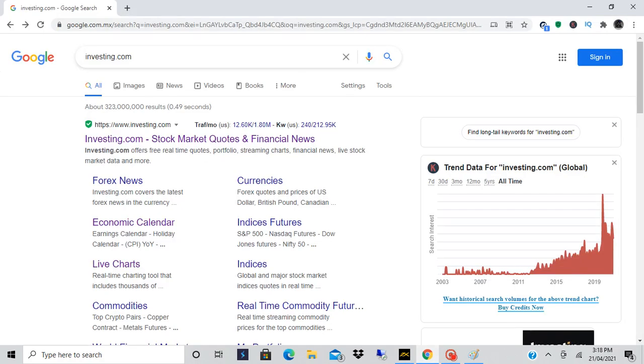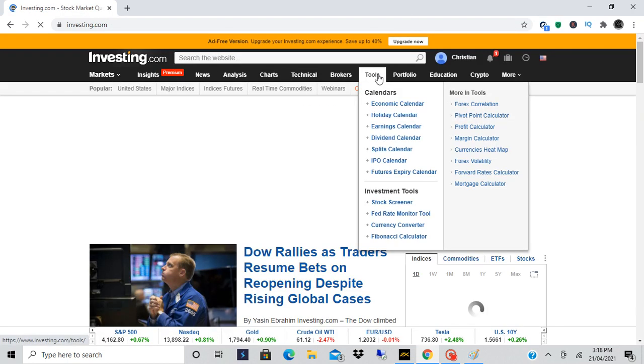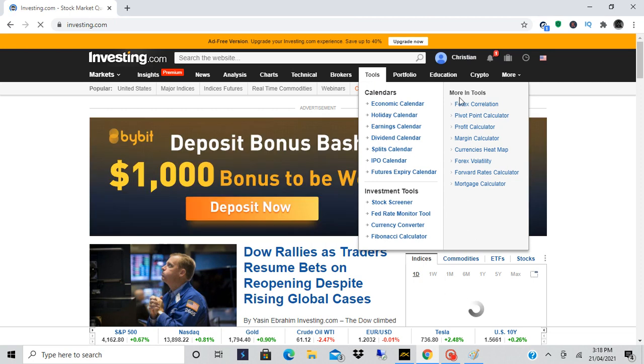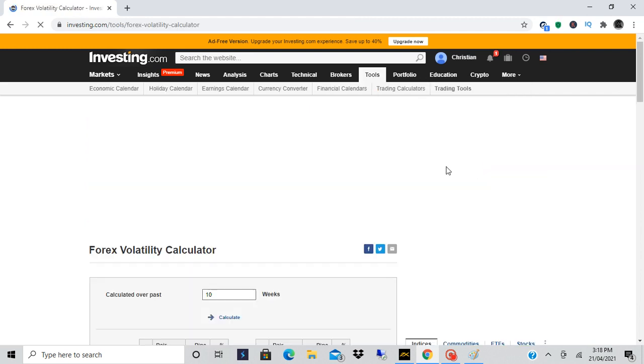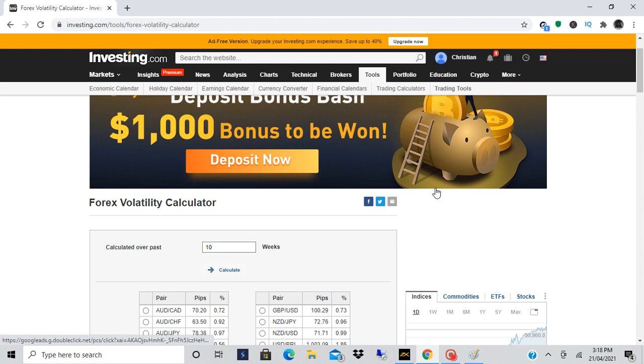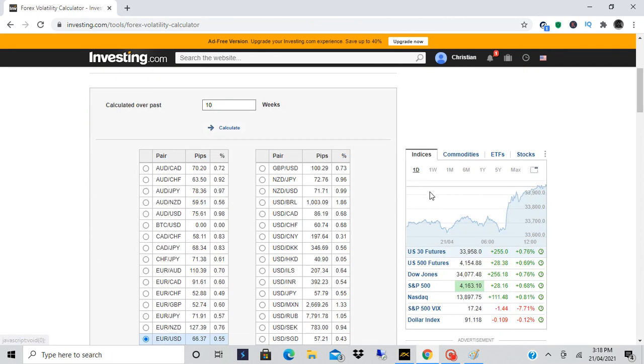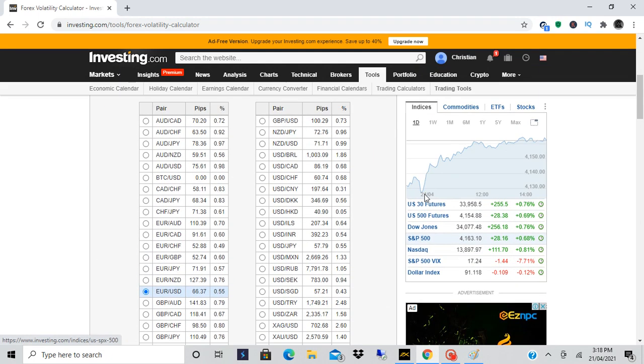There is a site called investing.com. You can go to investing.com, go to tools, and go across to more in tools, and you would see forex volatility. You click on it and you're going to get a forex volatility calculator. Now what this does, it makes life a bit easier for you. These are all the pairs for forex, and you get gold as well, metals and stuff.